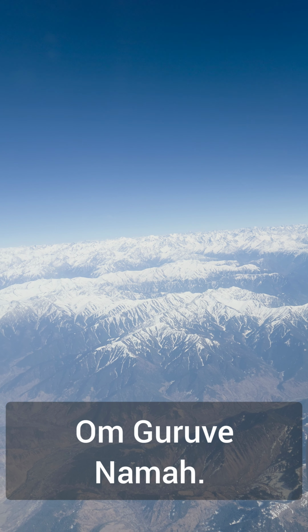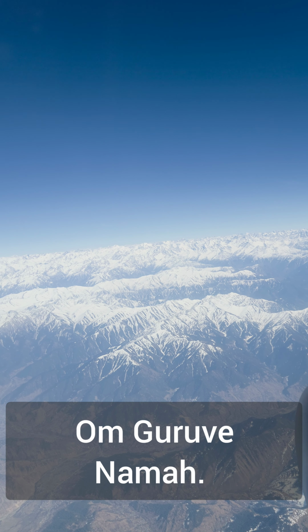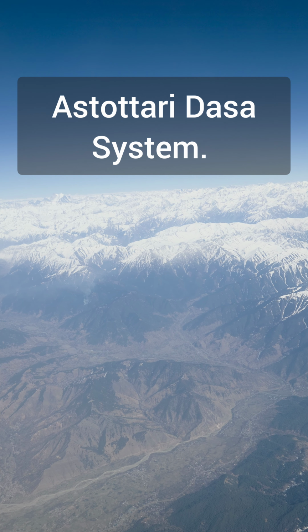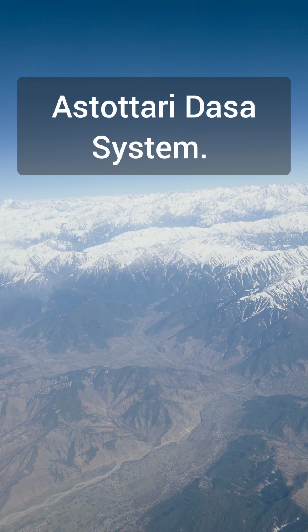Sage Parashara, along with the Vimshottari Dasha system, has given details of many other Dasha systems. Among them, one is the Astottari Dasa system. It is a Nakshatra based Dasha. In it, there is Dasha of 8 planets, and Ketu has no Dasha in this system.